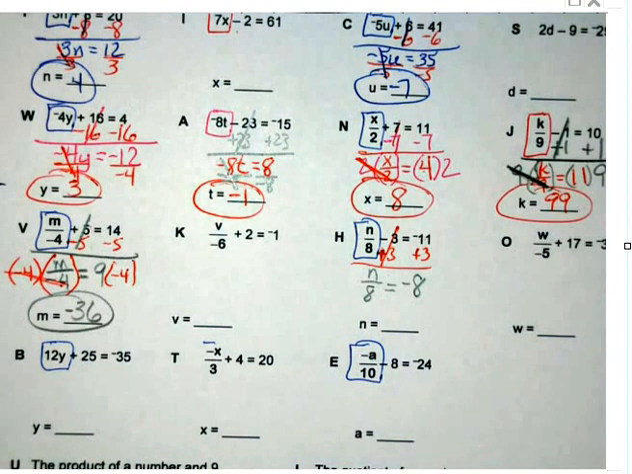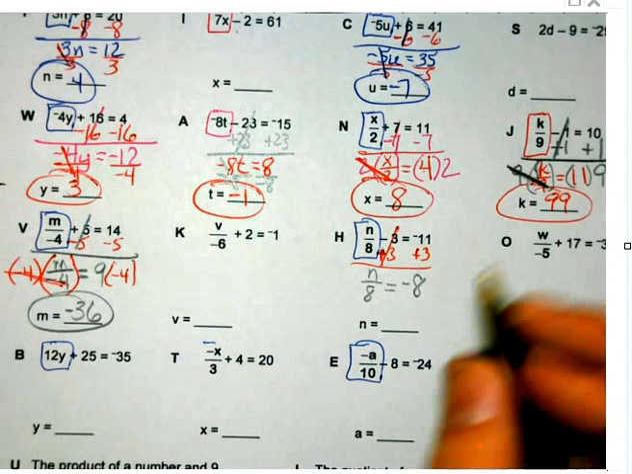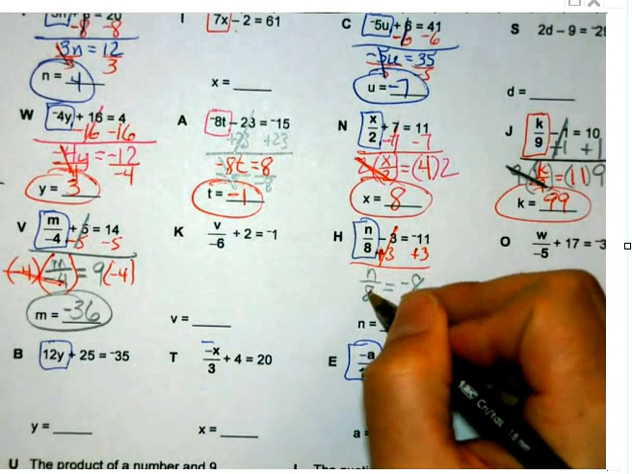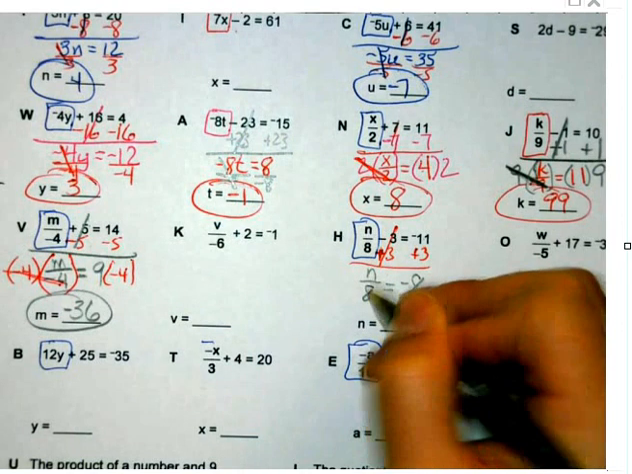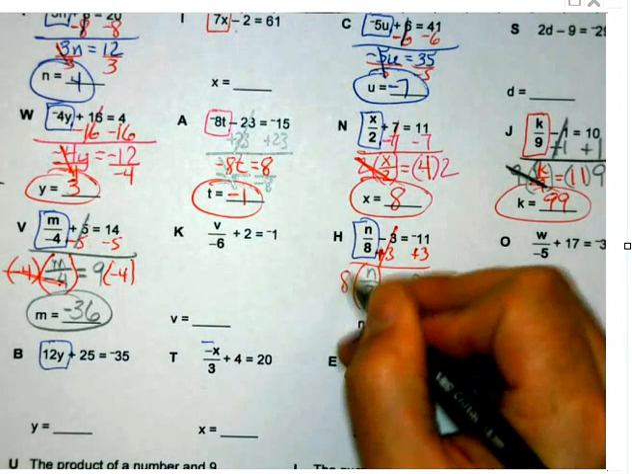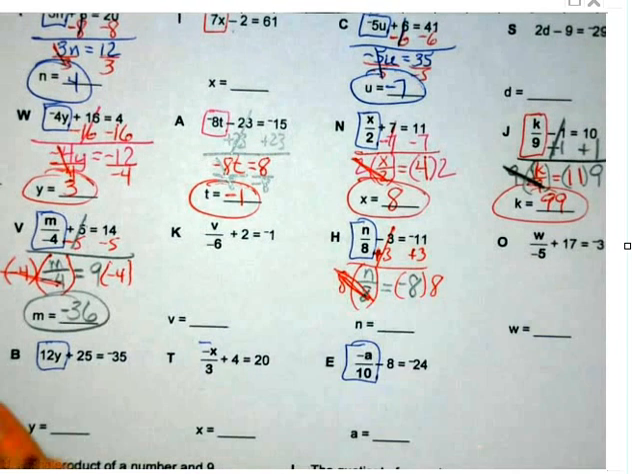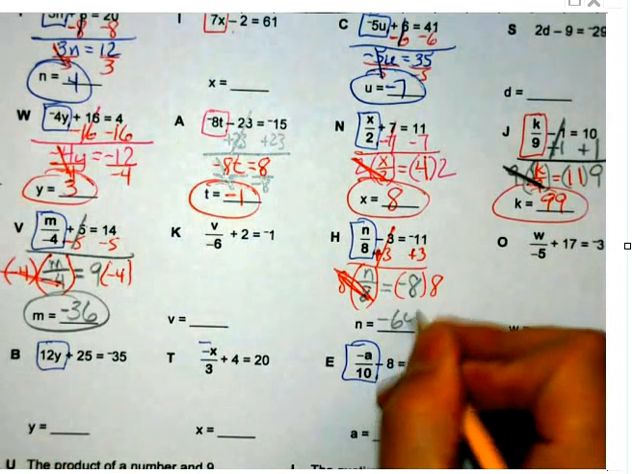Since now that I have the n term alone, since I'm dividing it by 8, what's the opposite so I can get it alone? The opposite of dividing by 8. Multiply. And then that's negative 64.